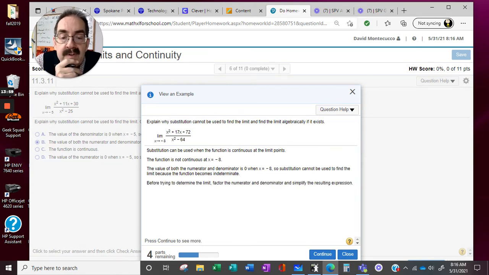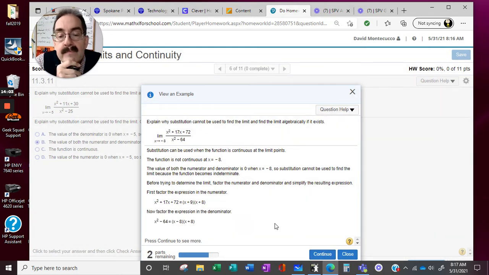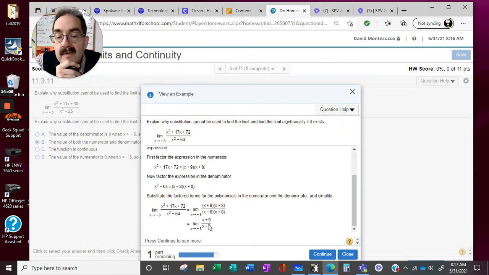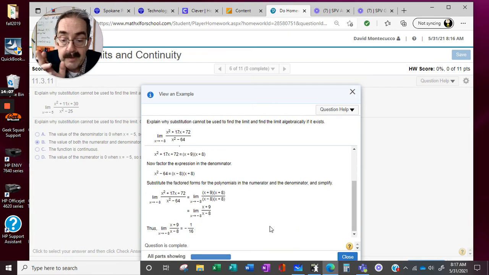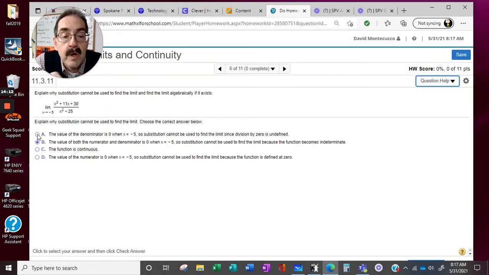Before trying the limit, factor the numerator in the resulting expression. So we factored it. Then reevaluate. Okay? So an extra step. So the answer they want is the indeterminate. So we had the right answer.